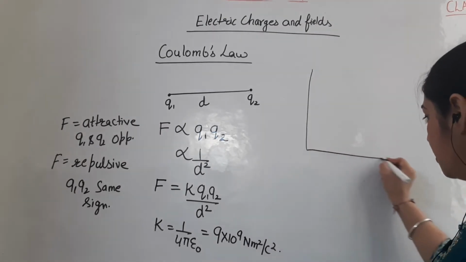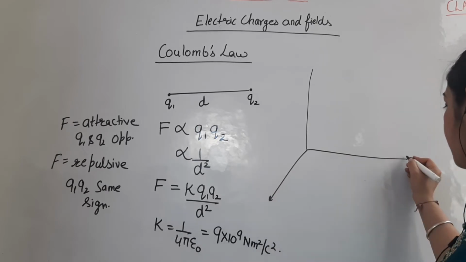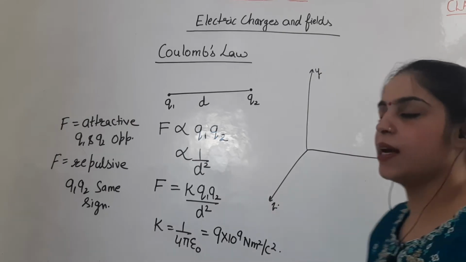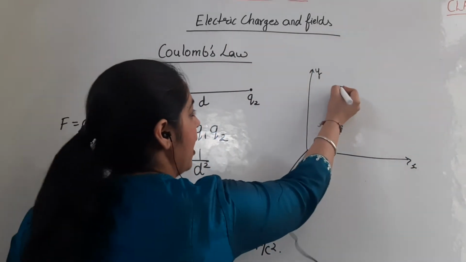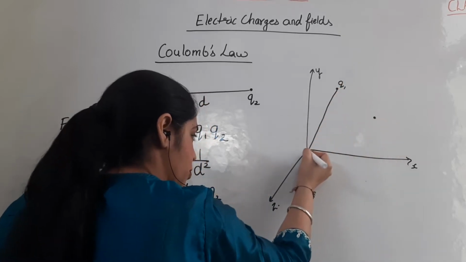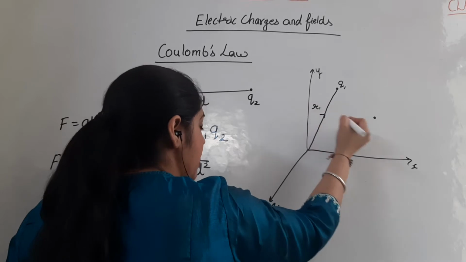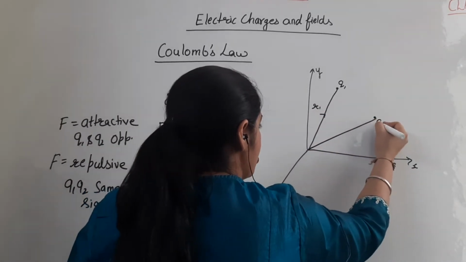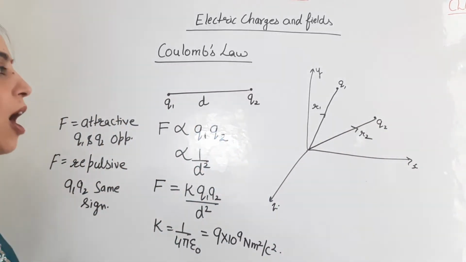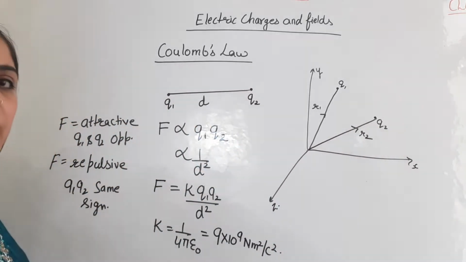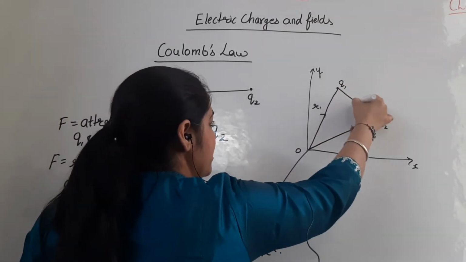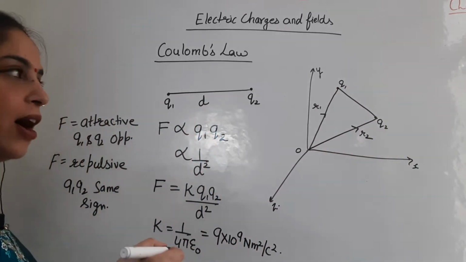So, let's consider the coordinate system x, y and z. Let's mark the coordinate system x, y, z, and let's consider the two charges Q1 and Q2. So this is a charge Q1 with the position vector R1. Then we have another charge Q2 with the position vector R2. R1 and R2 represent the position vectors of Q1 and Q2 from the origin O, and let them be separated by a distance R12.